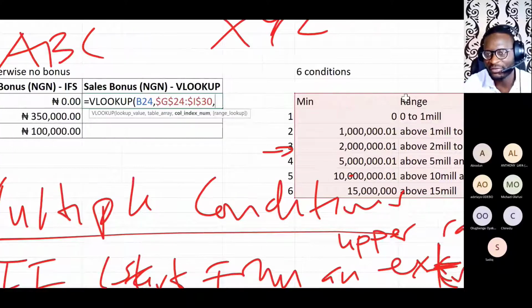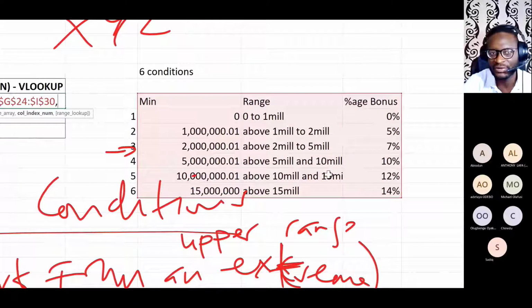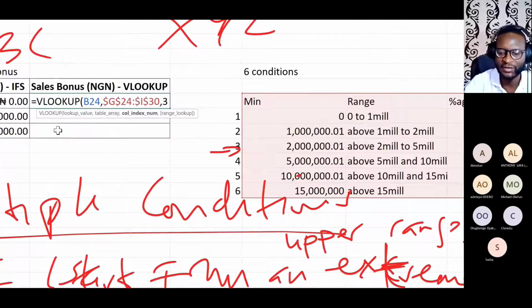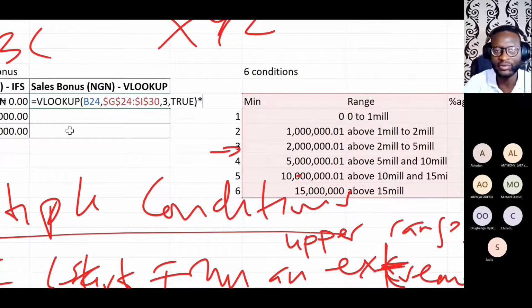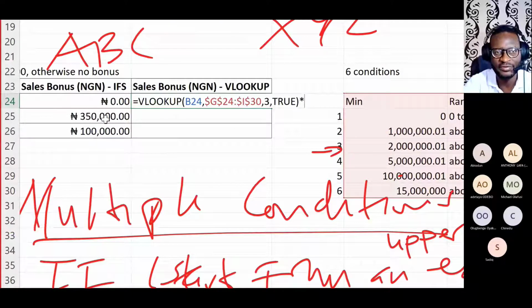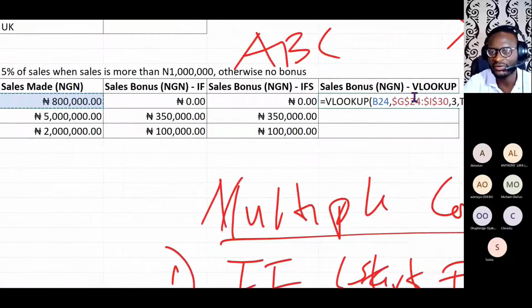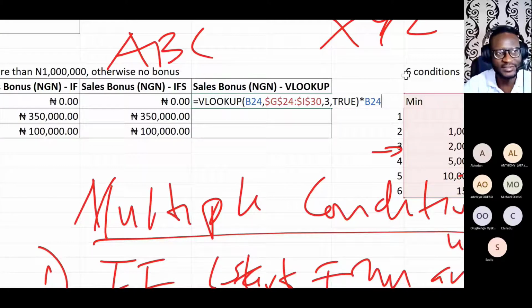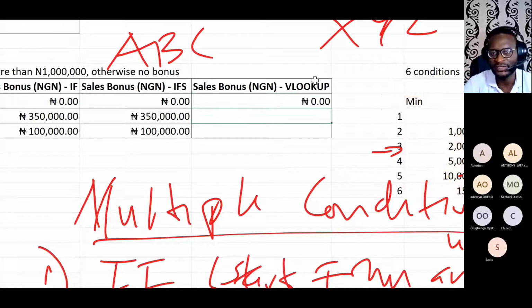And then I say you should get me 1, 2, 3, the bonus percentage, right? Then you should approximate, right? Then you should multiply that bonus percentage with what the person has done. And that's it. And that is it. So if I have 20 conditions, I'm done with this one. All I just do is select those 20 conditions, right? See? Now, can you see the advantage of the VLOOKUP?